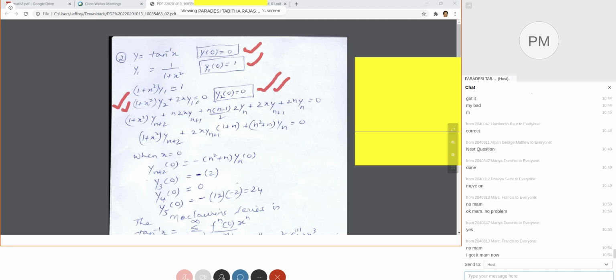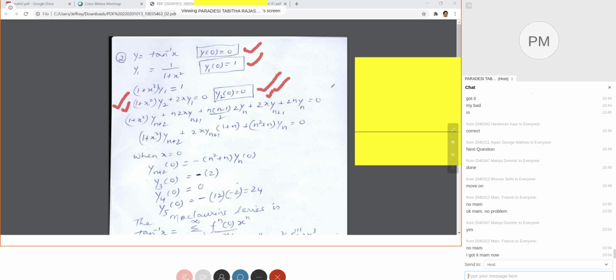Nth derivative of y is y(n+1), so we got this term, 2x as it is. And the nth derivative of y1 is y(n+1). Next, nC1, so n should come there, and the derivative of 2x is 2, which I put there. So 2 is there, nC1 is there, y(n+1) further reduced to yn.